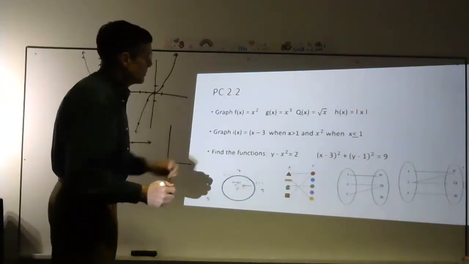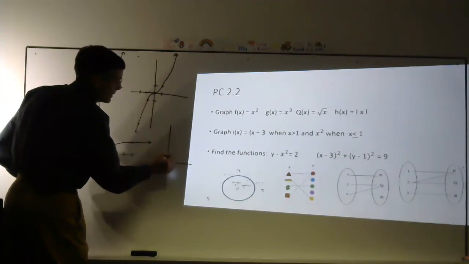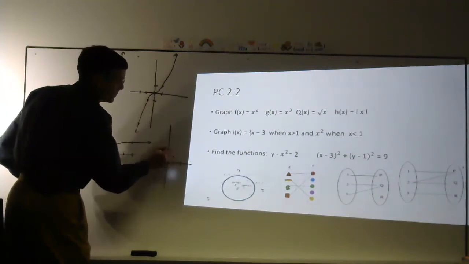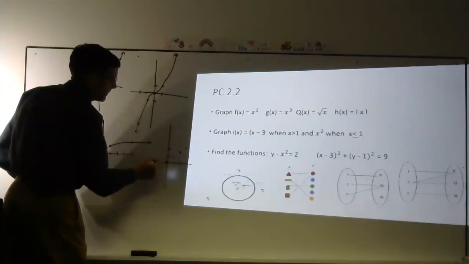Plot some points here. 0, absolute value of 0 is 0. Absolute value of 1 is 1. Absolute value of 2 is 2. And in like fashion, it'll continue that way. Absolute value of -1 is 1. Absolute value of -2 is 2.